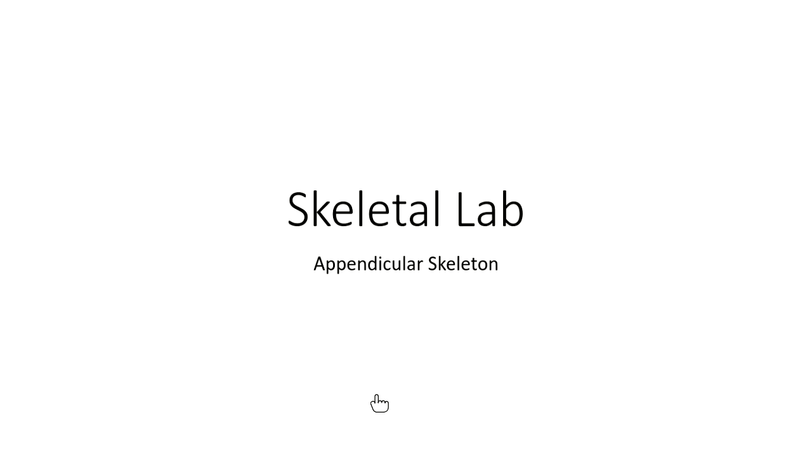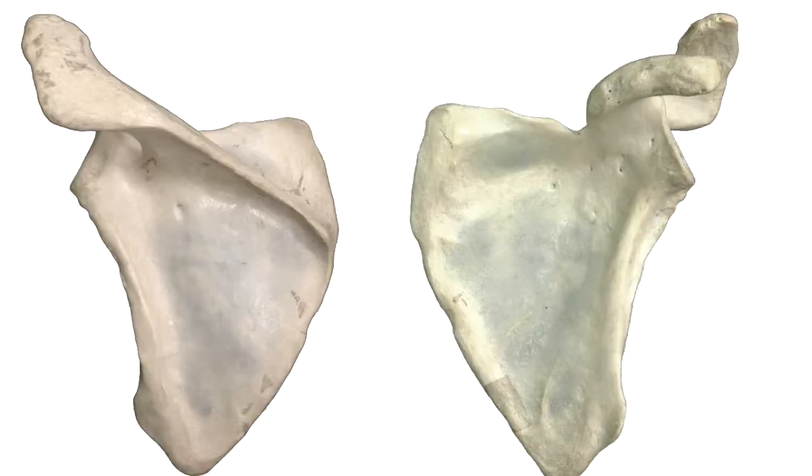Now, let's start up here with our pectoral girdle. So here is our scapula, right? Here is the shoulder blade. When we look at the scapula, here is a posterior view, and here's an anterior view. In other words, this is the part that hugs onto the back of your rib cage, and this is the part that sticks out of your back.